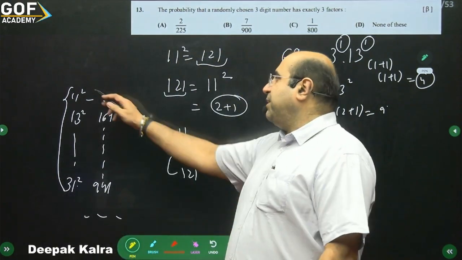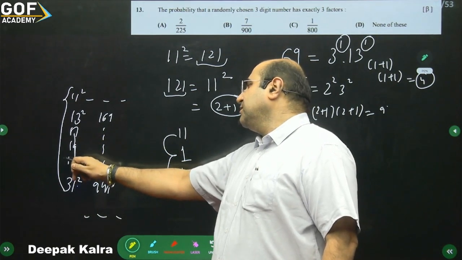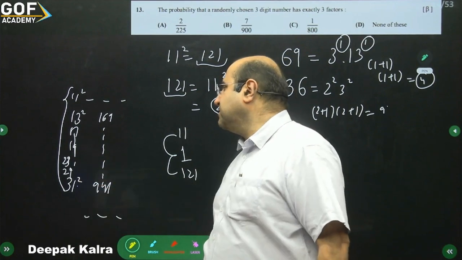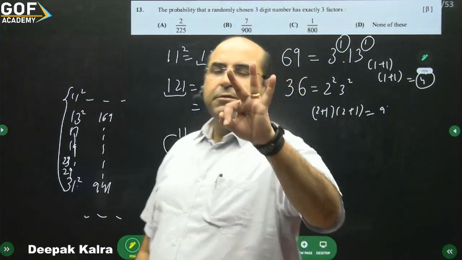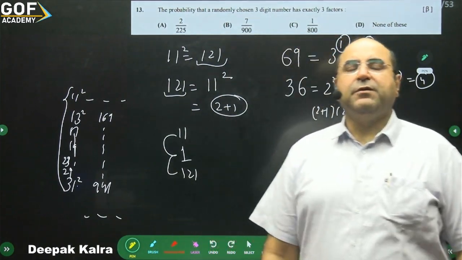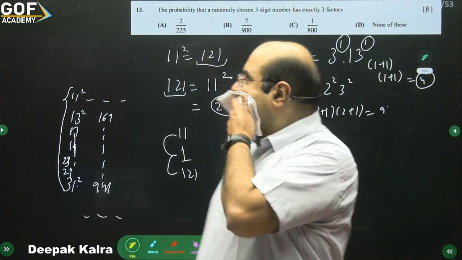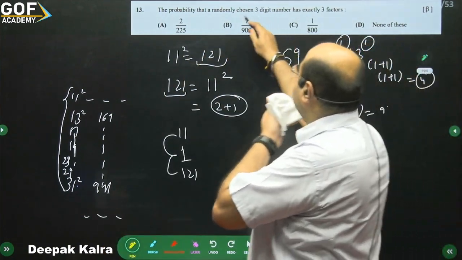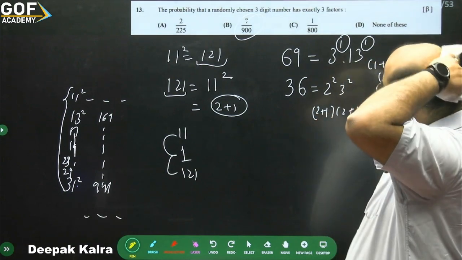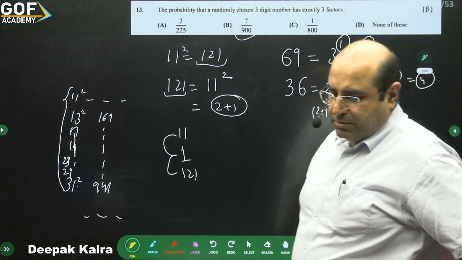So you have 11, 13, 17, 19, 23, 29 and 31. 7 only. Out of all 3 digit numbers, which are 900. This is the answer. Shall we proceed? Tell me next.